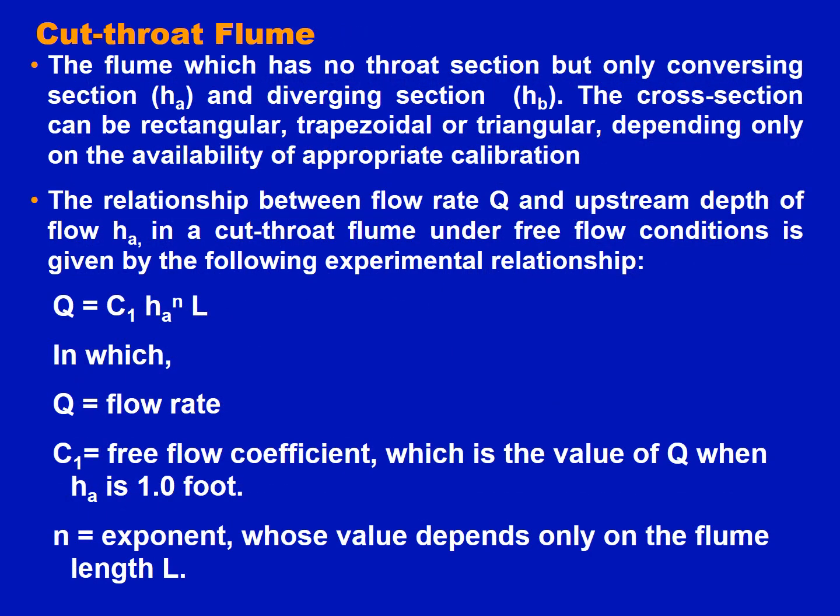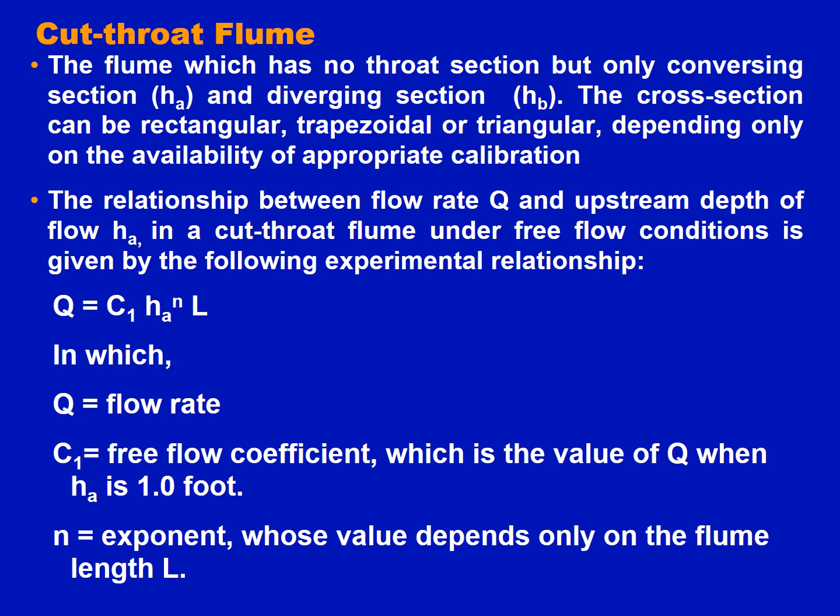Another, the last one, is the cut throat flume. We have seen that in the Parshall flume there were 3 sections: converging, throat and diverging section. But here only 2 sections are there, converging and diverging. No throat is there. That's why it is known as a cut throat flume. The cross section of this may be rectangular, trapezoidal or triangular, depending on the availability of appropriate calibration or the site condition.